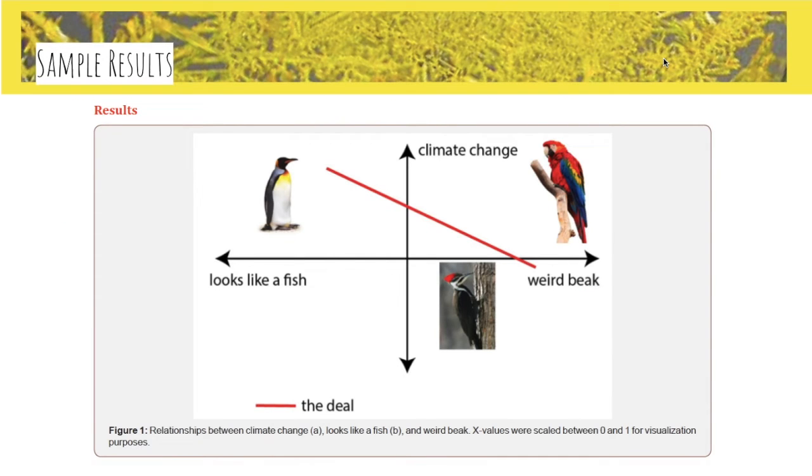Here's their first figure, and you can see the axes are clearly labelled. We've got a line of best fit there. I'm not sure where the data is, but that's okay. And then we've got a figure caption down the bottom. Figure 1, relationship between climate change. A looks like a fish, B and weird beak. X values were scaled between 0 and 1 for visualization purposes. So note we don't have a title on our graph. We have a figure caption. This is what we do in a scientific paper.